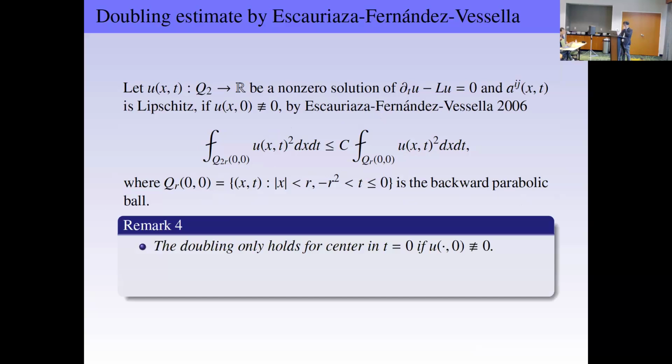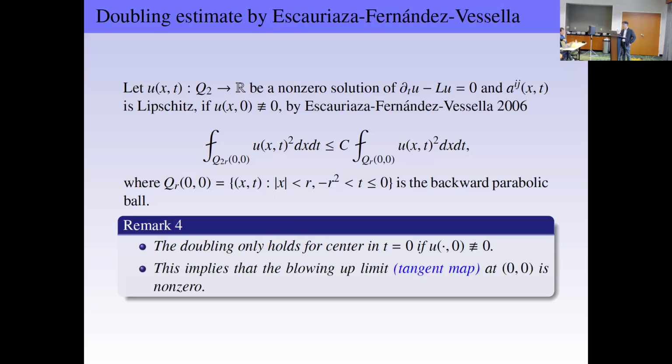Here we should remark that if we only assume that at one slice u is not 0, at time 0 u is not 0, then the doubling only holds for centers at t equal to 0, but not other centers. And once we have this doubling, we will get that the blow-up limit is non-zero.